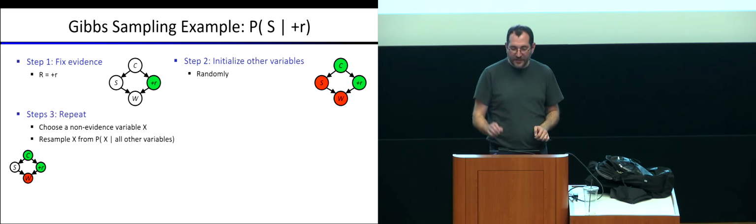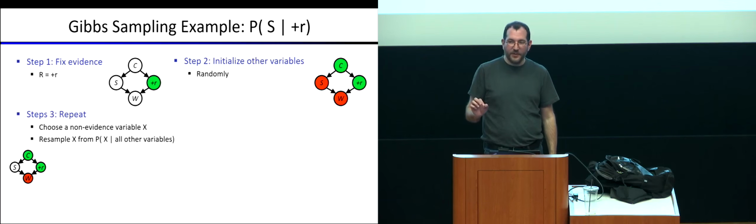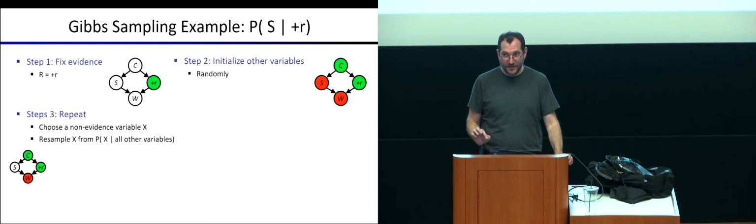So we're going to resample X from P of X given all other variables. You say, that's in my Bayes net. That is not in your Bayes net. Your Bayes net has P of X given its parents. This is P of X given everything. So we're going to have to compute that.